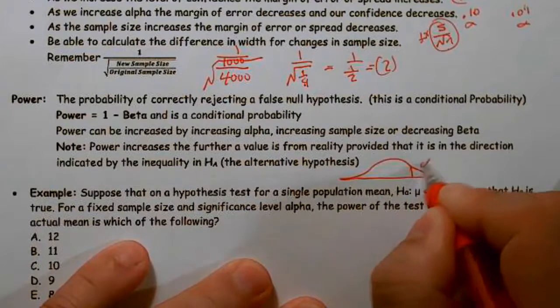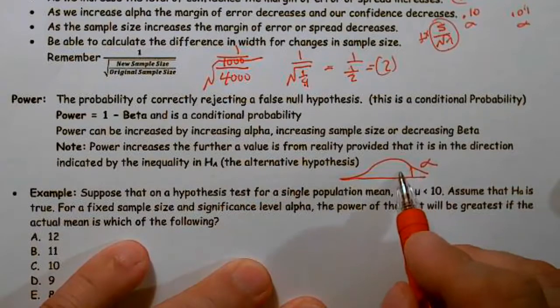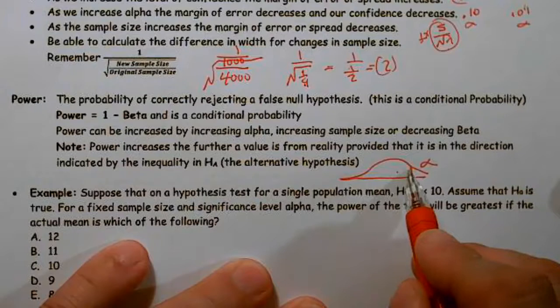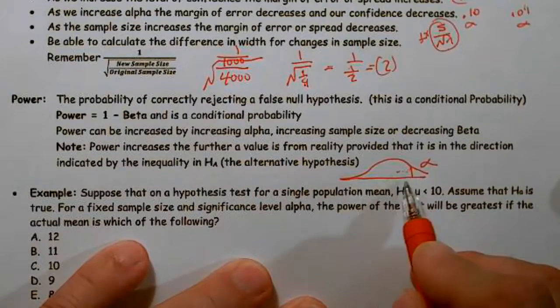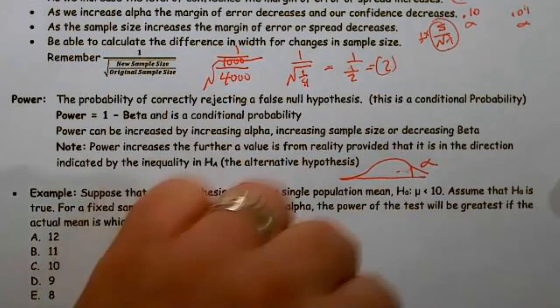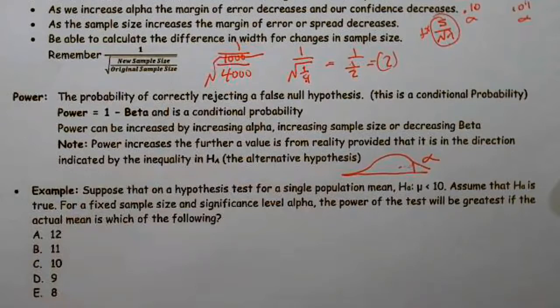The area in the tail is alpha. As this number gets bigger, as alpha gets bigger, this thing scoots back. Obviously, my rejection zone got bigger. And the larger the rejection zone, the easier to reject. Increasing sample size also increases power. Probably one of the best ways to increase power is to increase sample size.